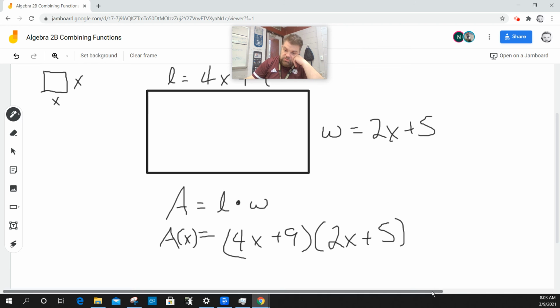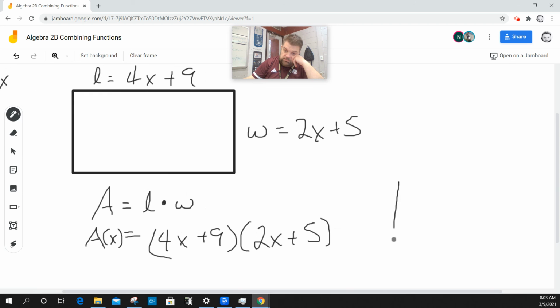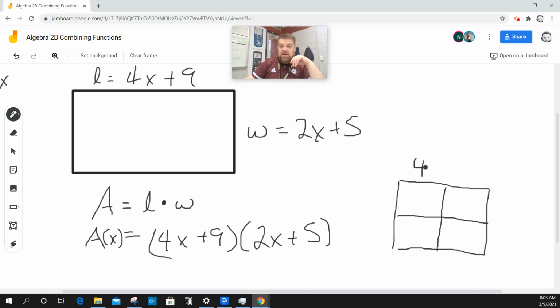So then I just need to multiply this out. Over to the side, I draw my little grid here. We're combining these functions in a variety of ways. Sometimes we divide them, sometimes we multiply them, sometimes we add them, sometimes we subtract them. So I've got 4x plus 9 times the quantity 2x plus 5.